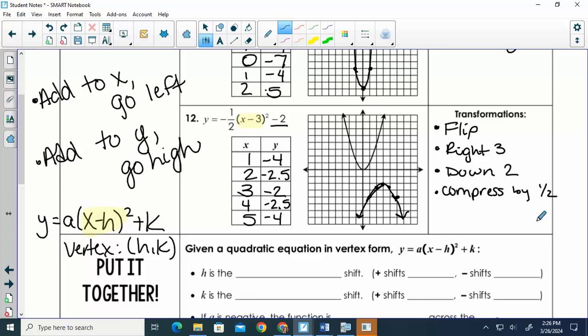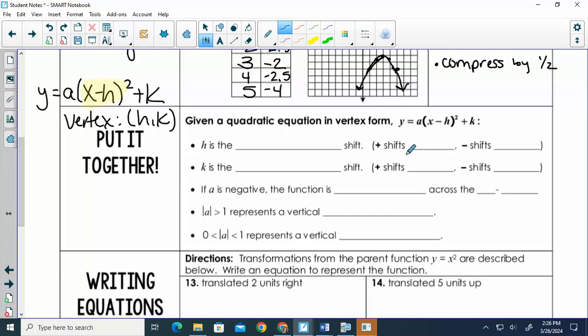So let's kind of summarize what we've done. When we have something in vertex form, H is the horizontal shift. It tells us how we're moving, it's attached to the x, it tells us how we move along the x-axis. If you add to x, you go to the left. So that means if you subtract, you would go to the right.